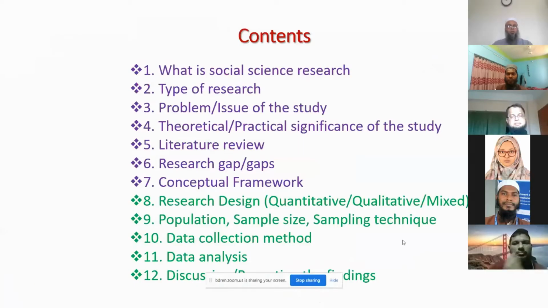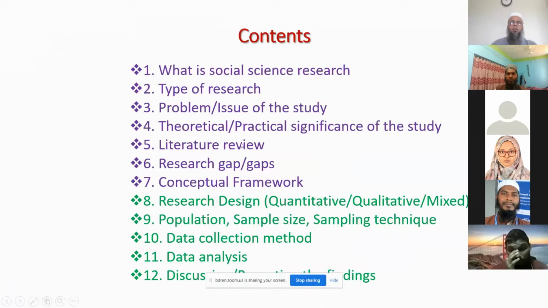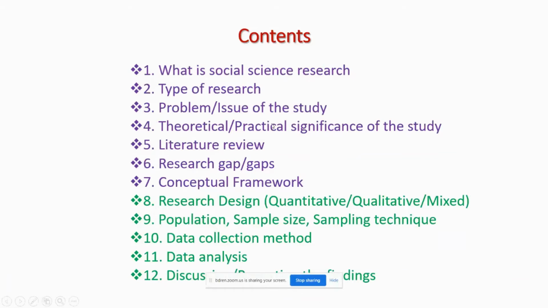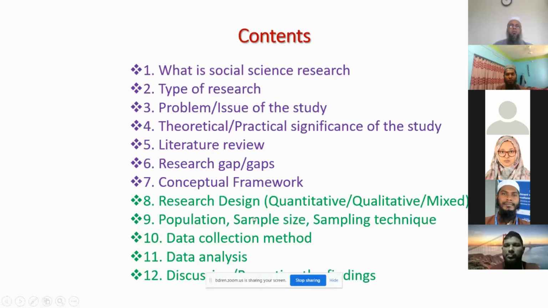Okay, this would be our today's contents. That is total 12. Though research is very vast, I try to concise it so that you can easily understand the whole phenomena of the research. That's why the first 7 components will be covered in the morning session, and in the evening session we will cover 8 to 12.